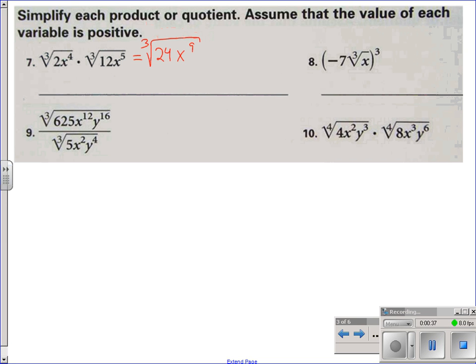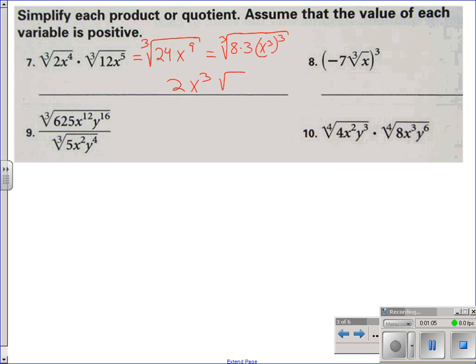Now I'm going to break this up thinking about cube roots. So the cube root of 24 is 8 times 3. 8 is a perfect cube. X to the 9th is a perfect cube. It's x cubed cubed. So now the cube root of 8 is 2. The cube root of x cubed to the third power is just x cubed.